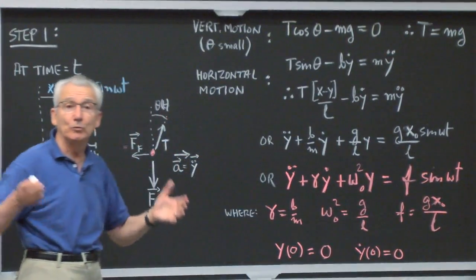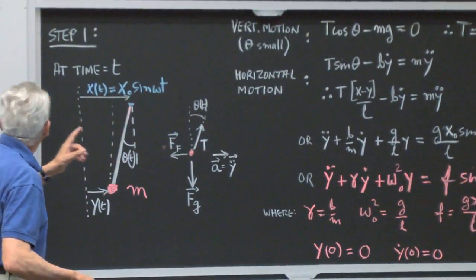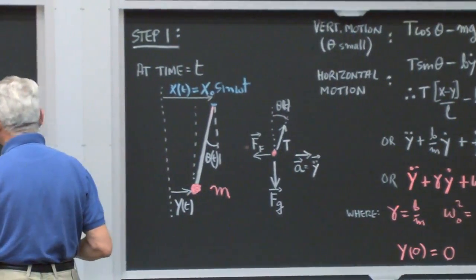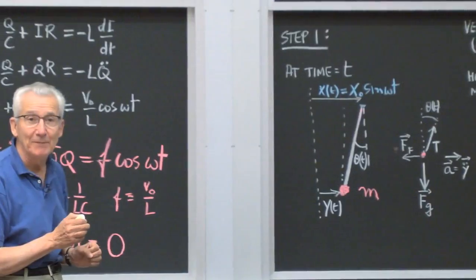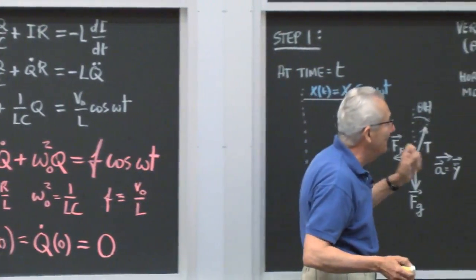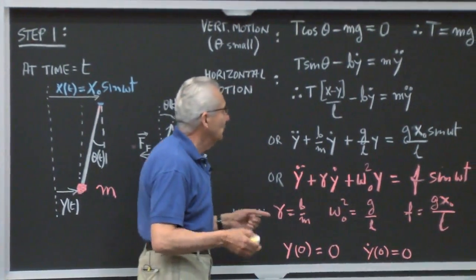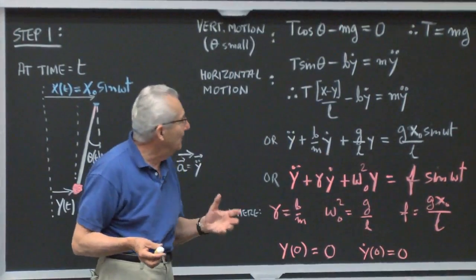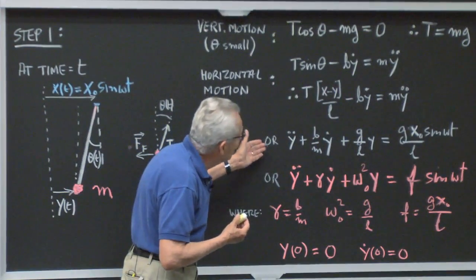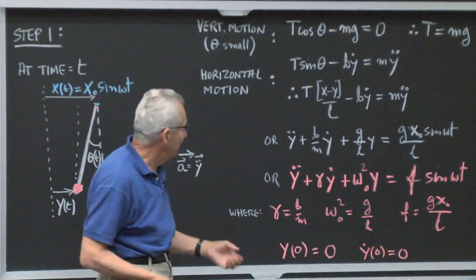And lo and behold, eureka, once again, I get almost the same equation. I purposely chose it so it didn't come out exactly right. Before I ended up with a cosine, now I have ended up with a sine, intentionally. All right, so to show you that something which seems different often is not.